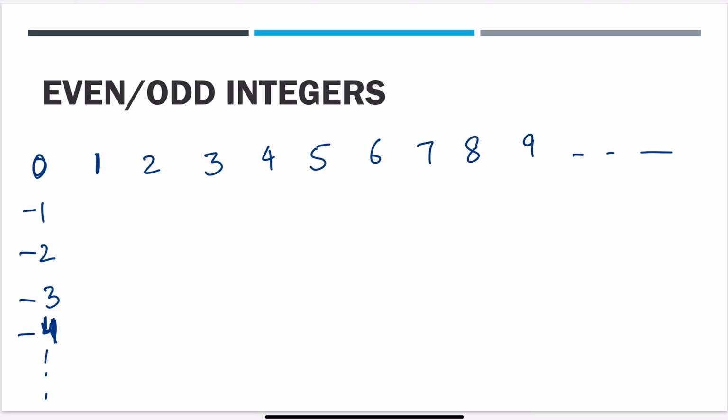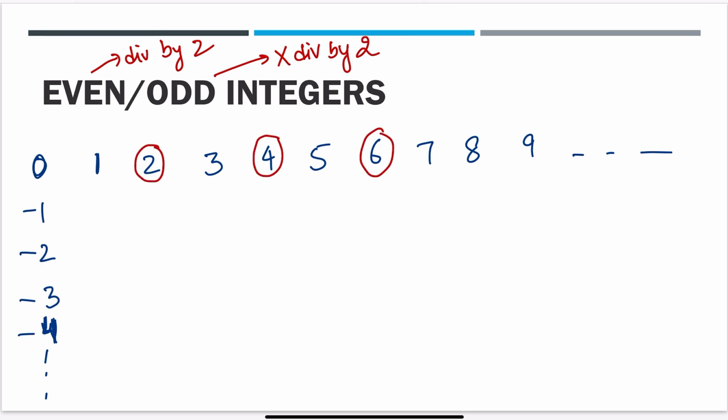Now let's see. What is an even integer? An even integer is simply one which is divisible by 2, and an odd number is one which is not divisible by 2. This is very easy. You know what divisibility by 2 means? It means the table of 2: 2, 4, 6, 8, 10, 12, 14, 16 and so on. These all are even integers.